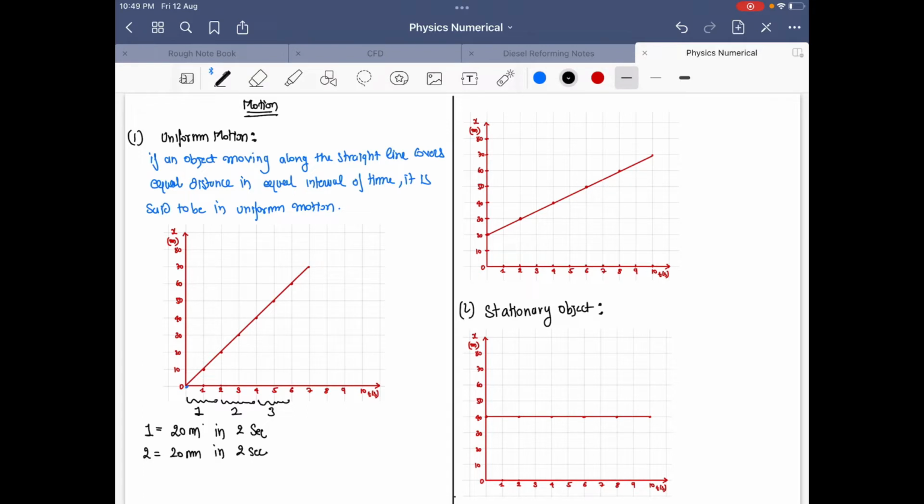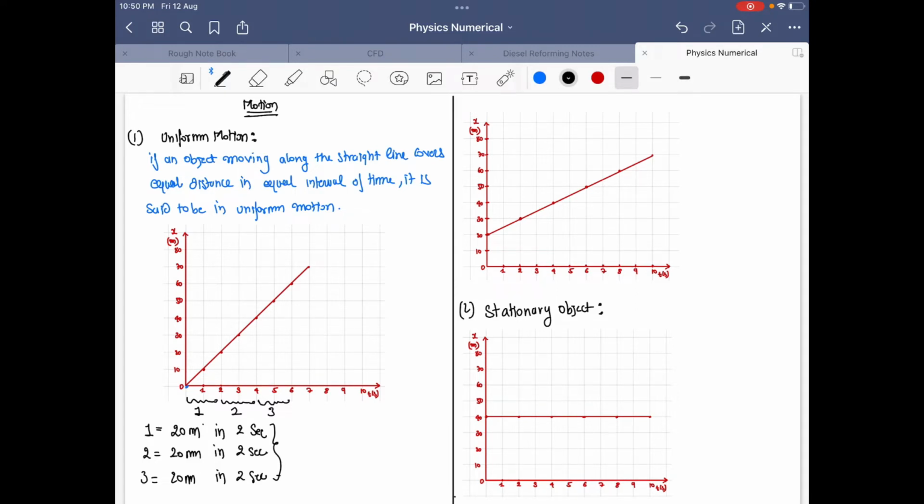Now if you go to the third case, the object is here, and in the next 2 seconds the object has moved to 60 meters from this point. So again the object has covered 20 meters in the next 2 seconds. In all of these intervals, first, second and third, the object has covered the same distance in every interval of time.